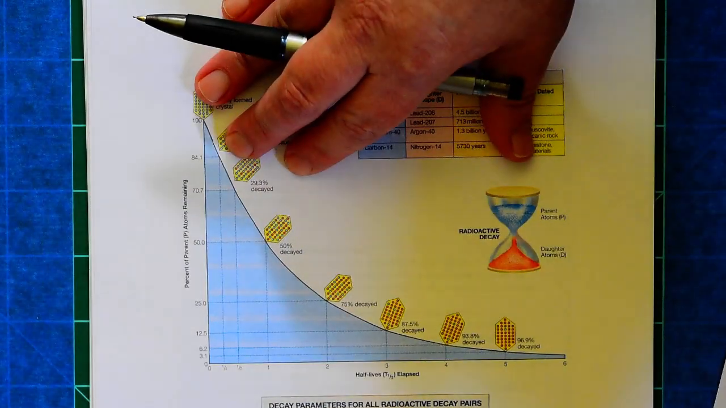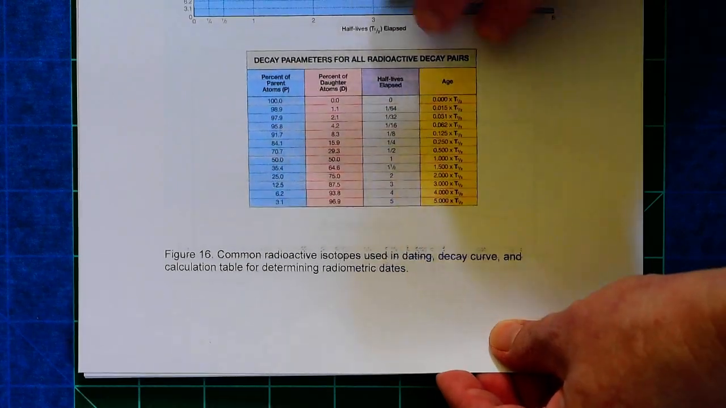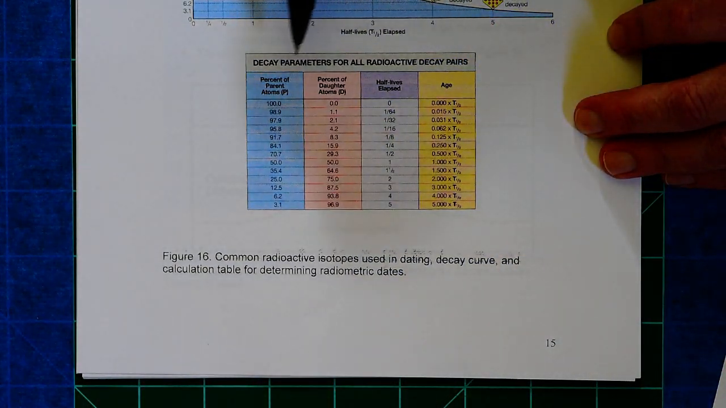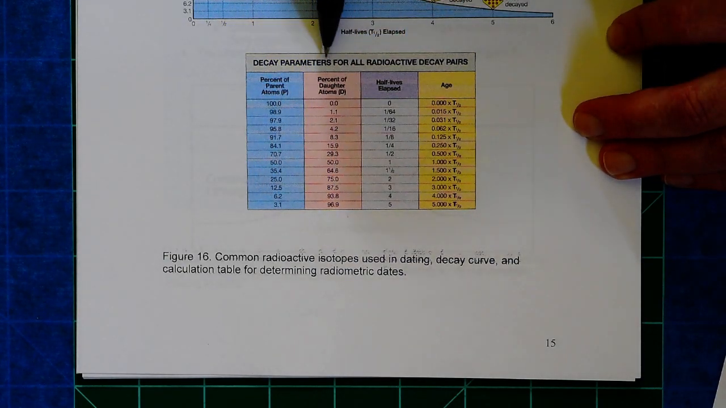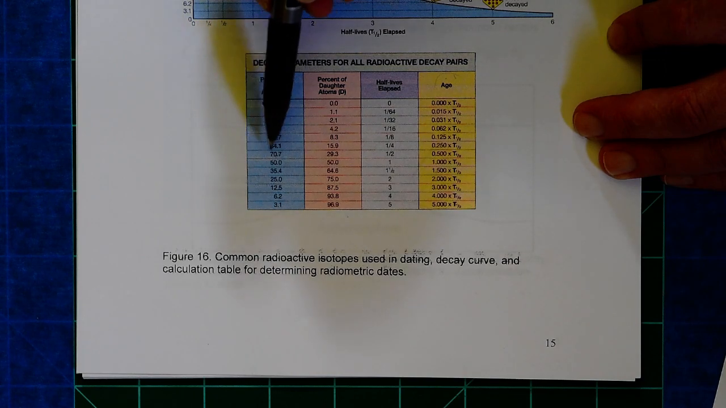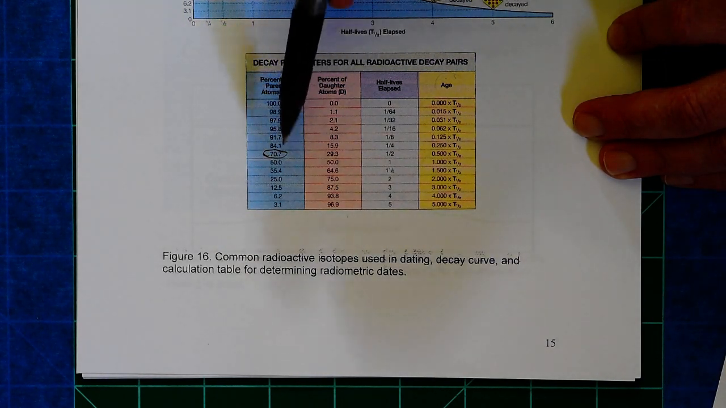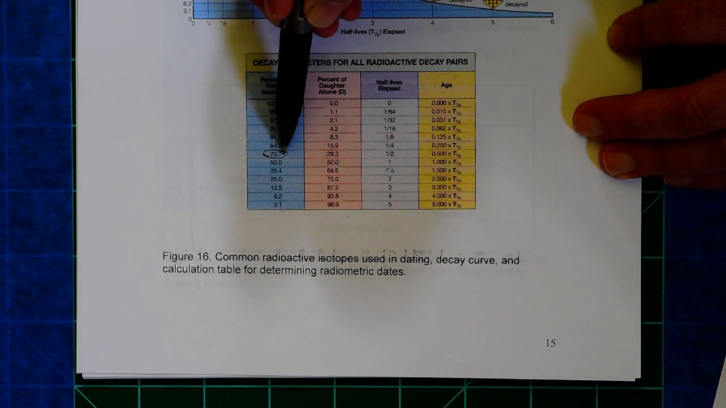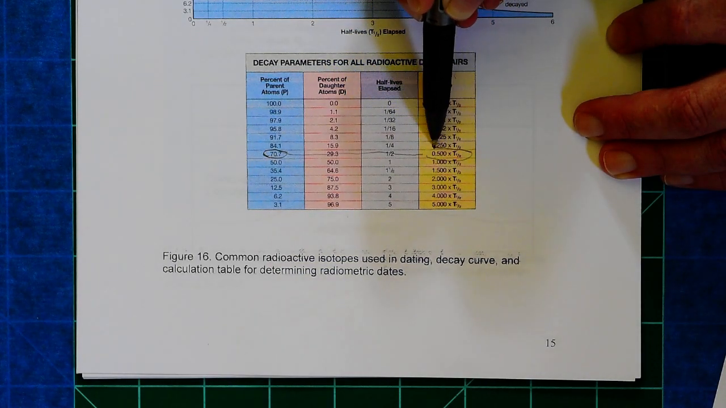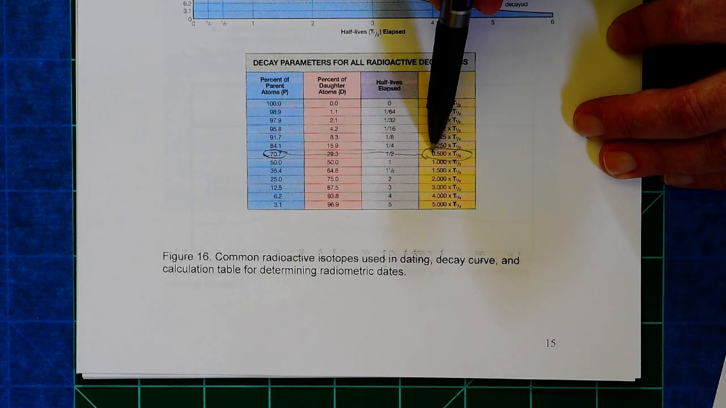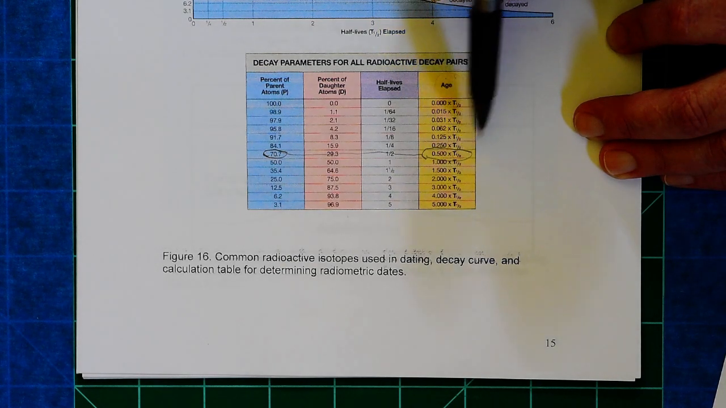So here's our radiometric decay curve. And then if we look down here, these are decay parameters. Here is the percent of the parent atoms. There's the percent of the daughter atoms. That's how many half-lives went by, and this is how to calculate the age. So if we have 71% of the parent atoms left, we look down here and we say, hey, look, right there, there's 71%. I round it up, right? 70.7 is good enough. It's 71%. So we come across here, and it tells us to calculate the age, we take 0.5 times the half-life.